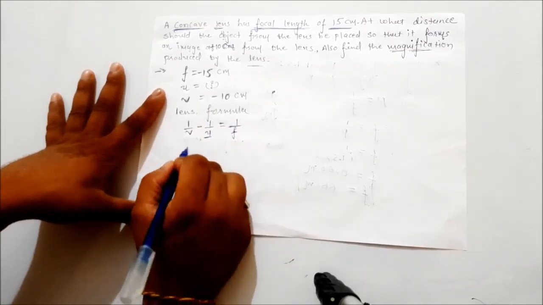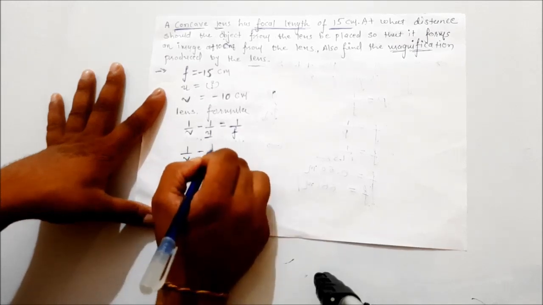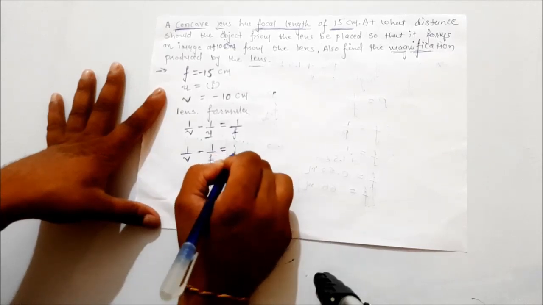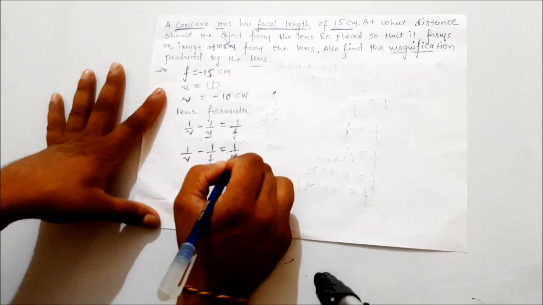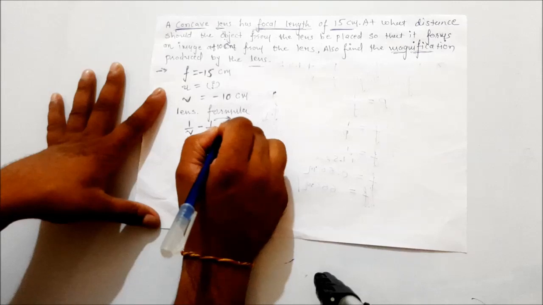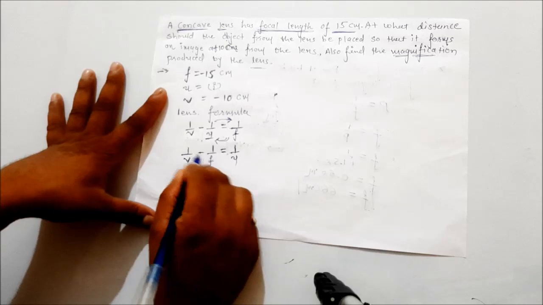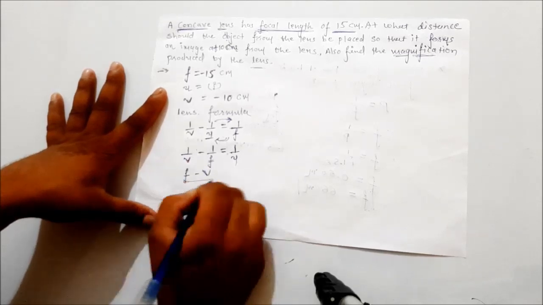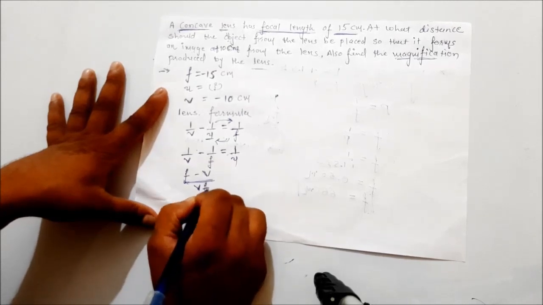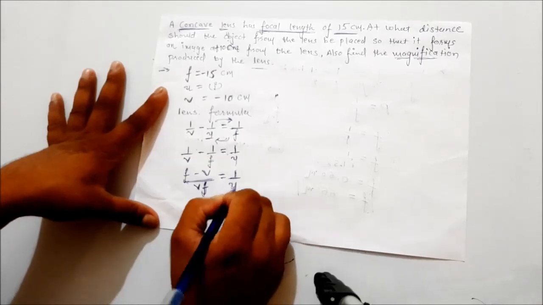So we can say that 1 upon v minus 1 upon f is equal to 1 upon u. We have taken this term at left side and this term at right side. Now just simplify it: (f minus v) upon (v into f) is equal to 1 upon u.